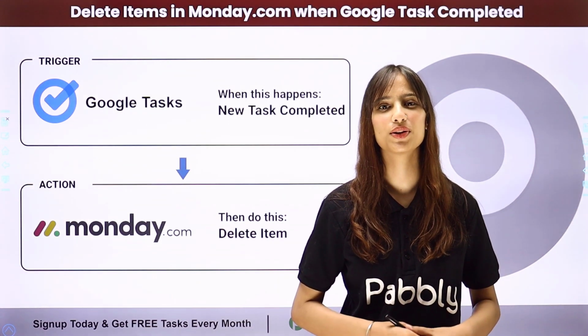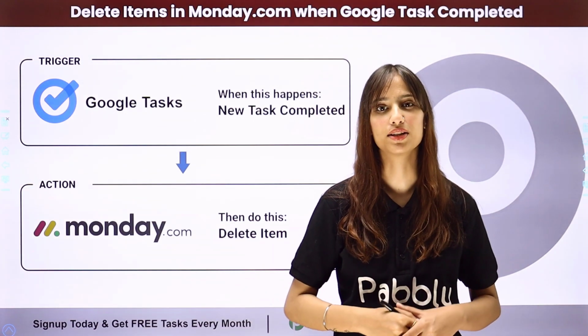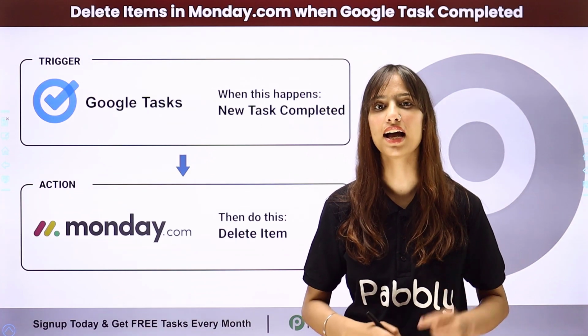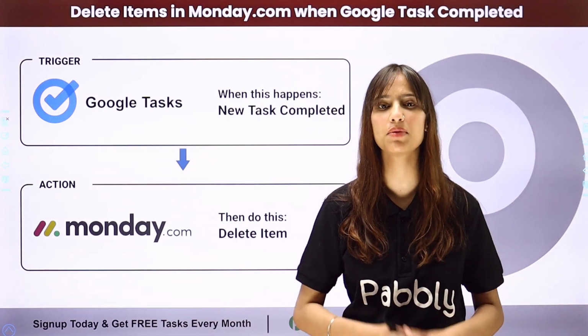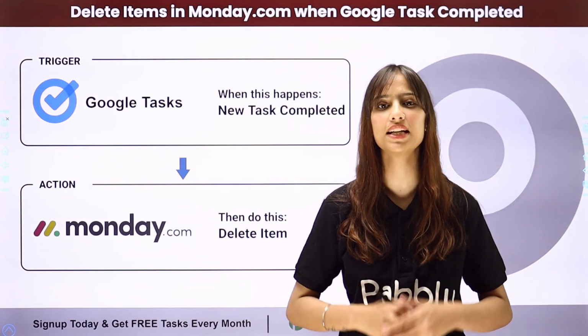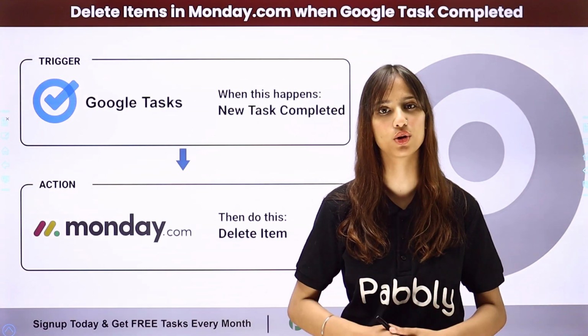So in today's video, we are going to understand how to delete items in Monday.com when Google Task completed. So here let's assume that I have created some task in Google Task and I have created the same task as an item in Monday.com as well. So here my objective is that whenever a task will be completed in Google Task, then automatically an item should be created in Monday.com as well.